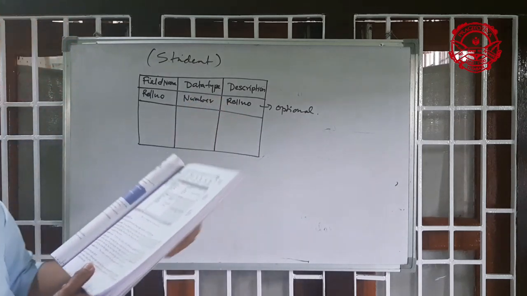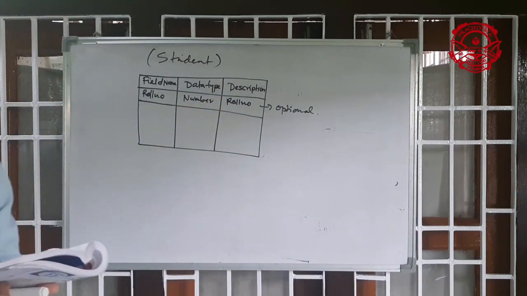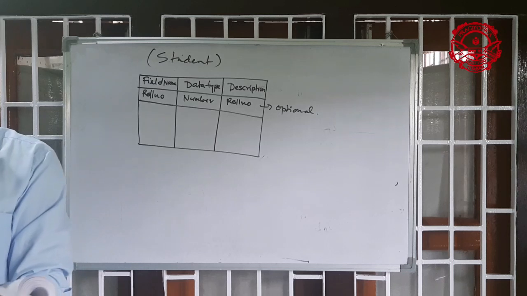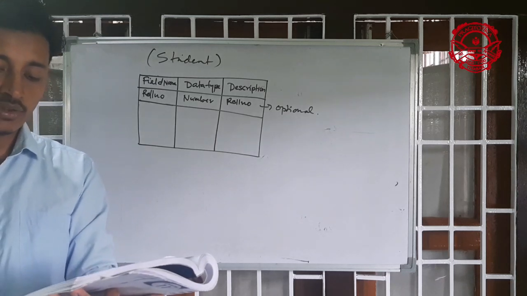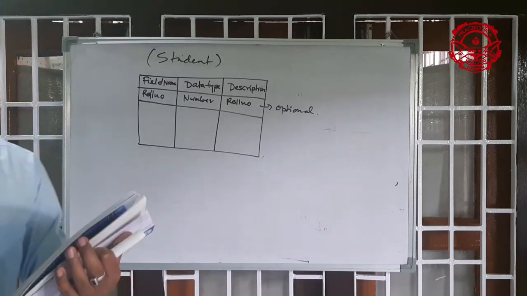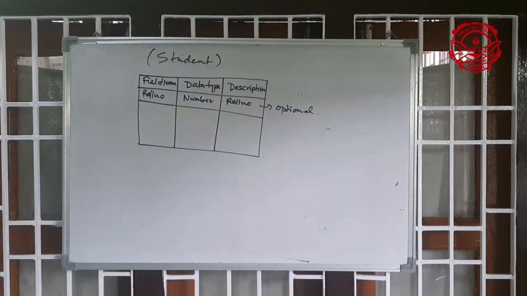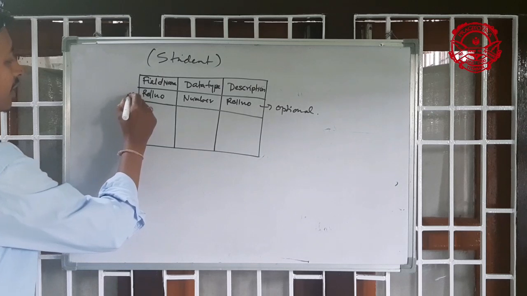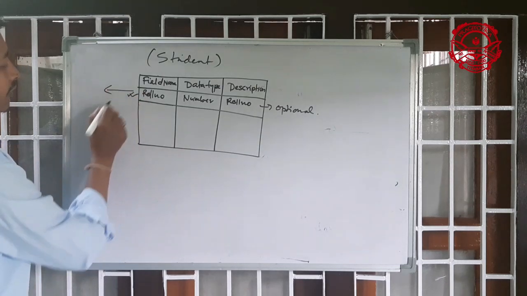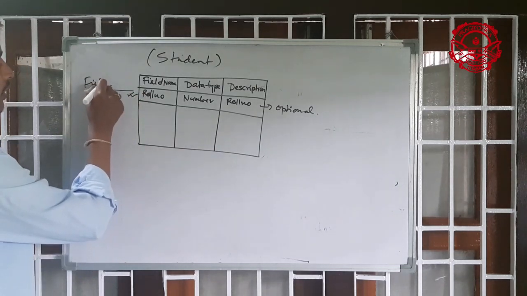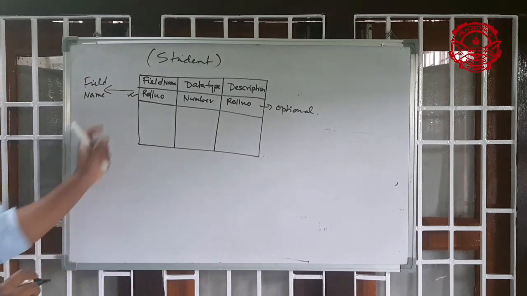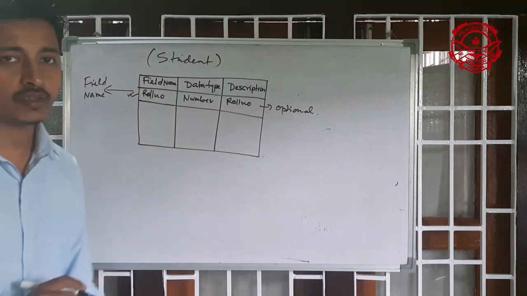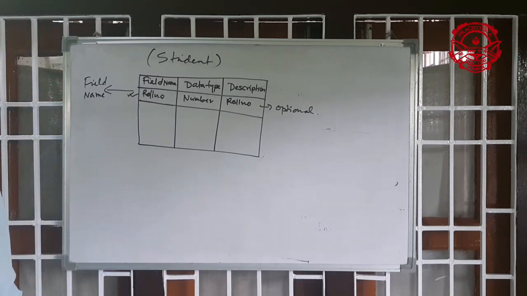Okay. Now second one is field name. So what does field name mean? It contains the name of the field you specified while creating the table. Roll number is the field name. It is the field name which is used to give the column name as roll number. Okay. Next one is data types.